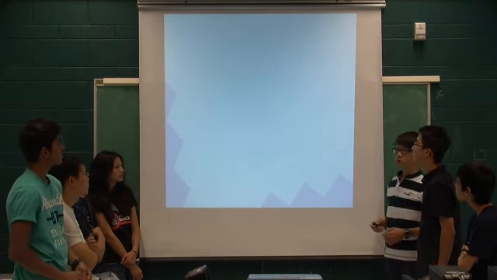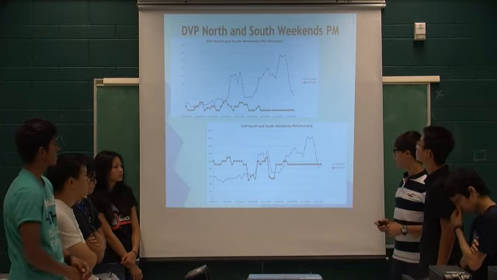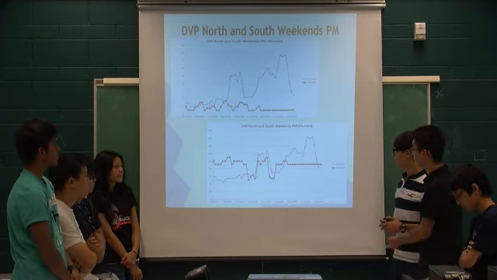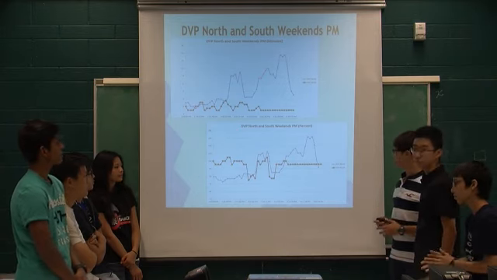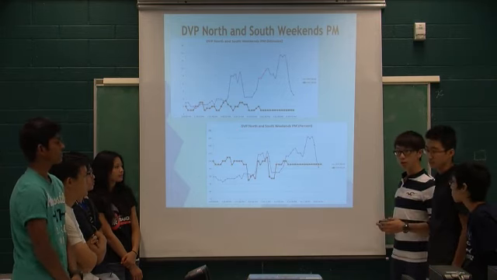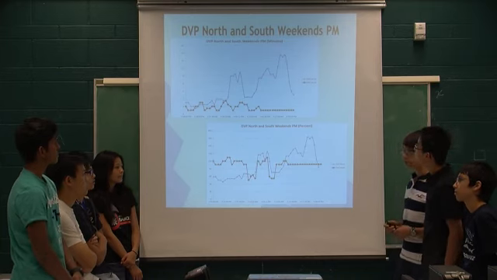Oh, and we chose the DVP because it's one of the busiest highway parts of the GTA, because it leads straight into Toronto, and most major highways such as the 401 and 404 go into the DVP, causing a lot of congestion.